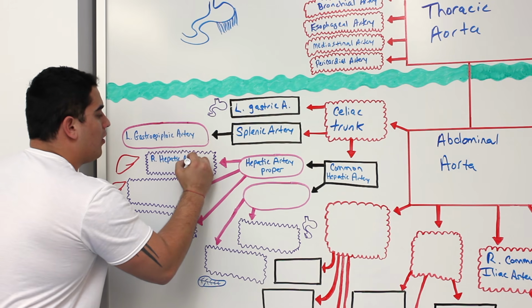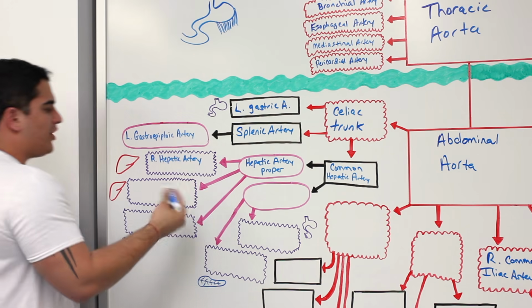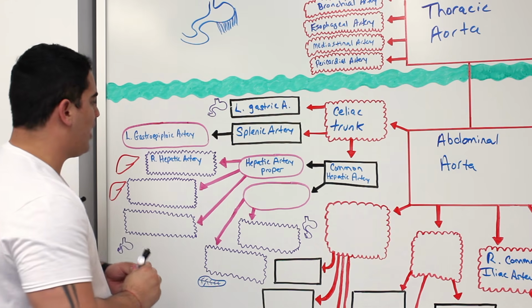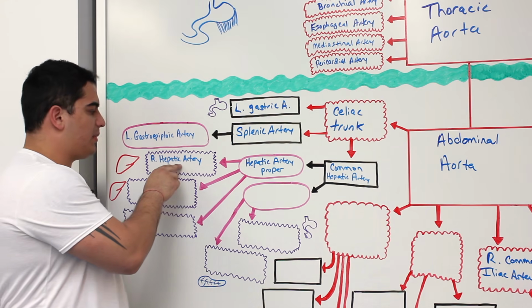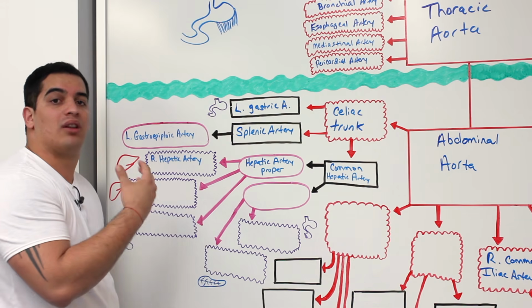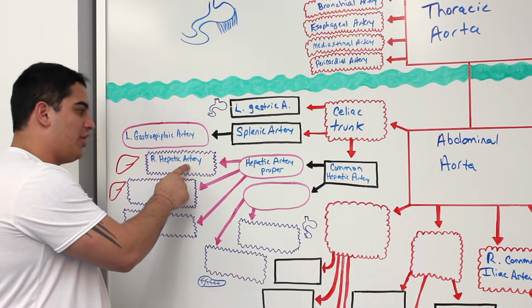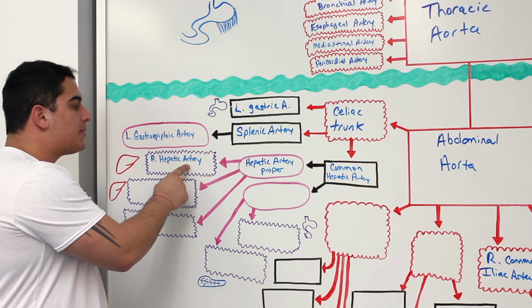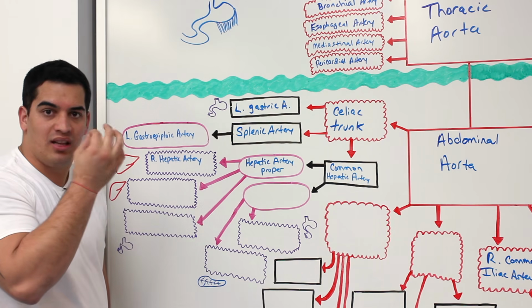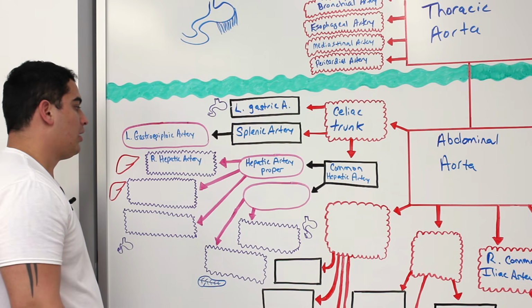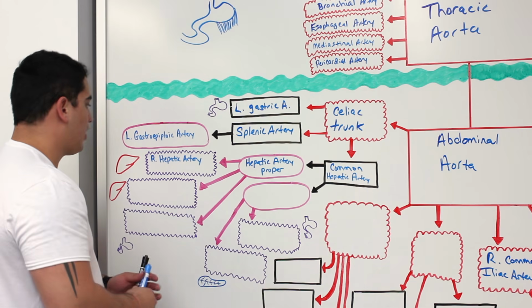Eventually, and we'll talk about this more in GI physiology, this goes to what's called a liver lobule, where it provides oxygen, nutrients, and different types of substances to the hepatocytes, the liver cells within the liver lobule.